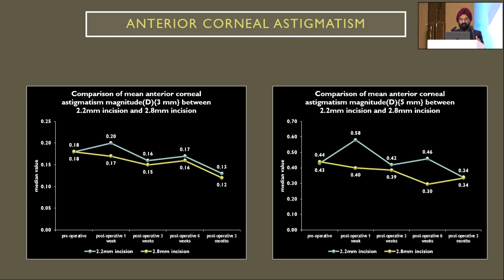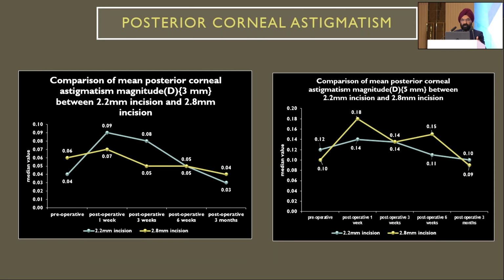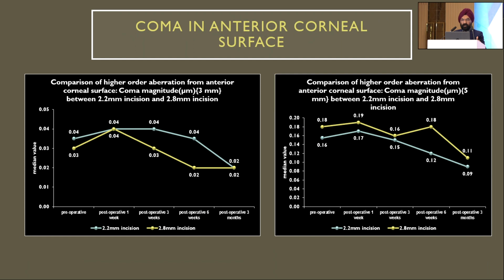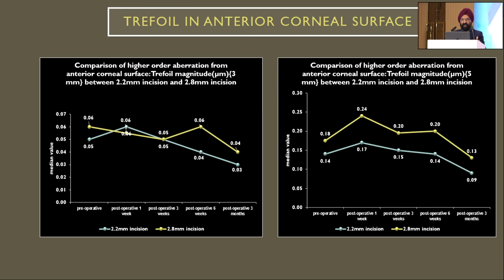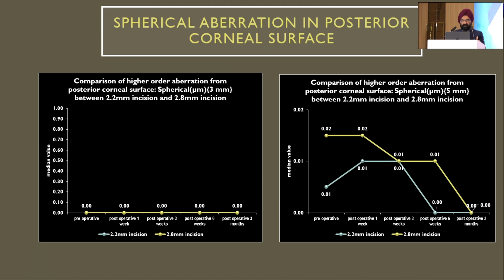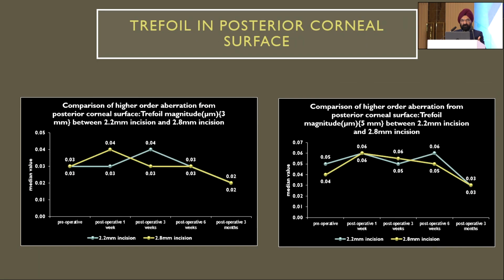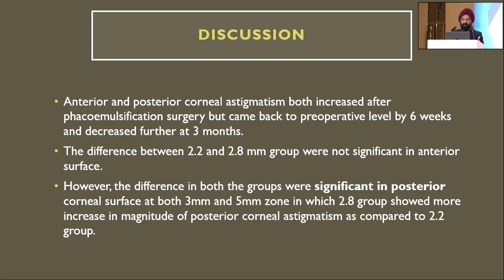So this is the depiction in chart form of anterior corneal astigmatism at 2.2 millimeter versus 2.8 millimeter at 3 millimeter and 5 millimeter zone. Similarly, posterior corneal astigmatism was compared, spherical aberration of anterior corneal surface was compared, coma of anterior corneal surface was compared, and then trefoil of anterior corneal surface. Then we came to the posterior corneal surface, and all these aberrations were compared again: spherical aberration between 2.2 and 2.8 millimeter, coma in posterior corneal surface between 2.2 and 2.8 millimeter, and trefoil was also compared between these two incisions.